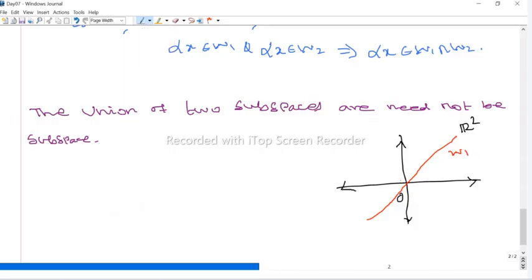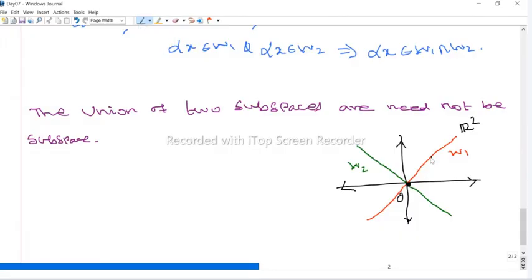Suppose I take another subspace, a line passing through the origin. This is another subspace, W2. So the union is nothing but the cross symbol. The red color and green color together form the union. Now, 0 is also there, right? So 0 is in the union.